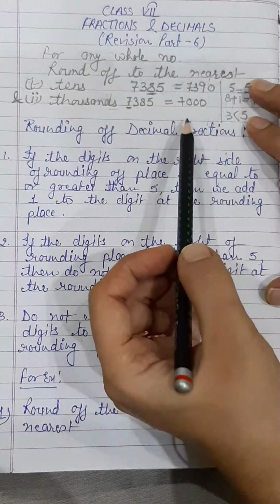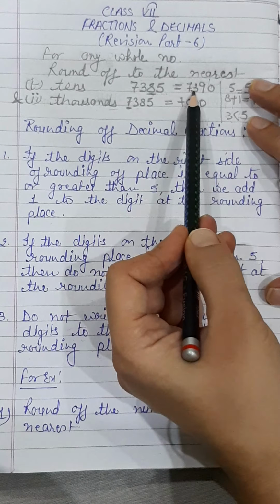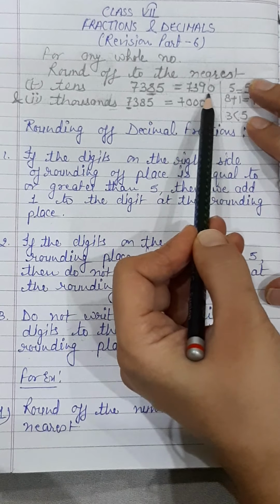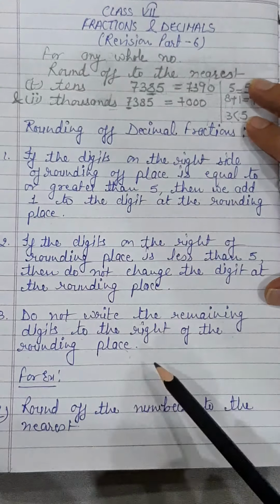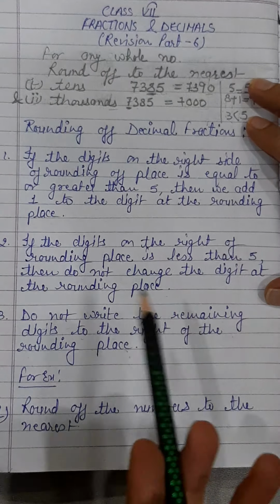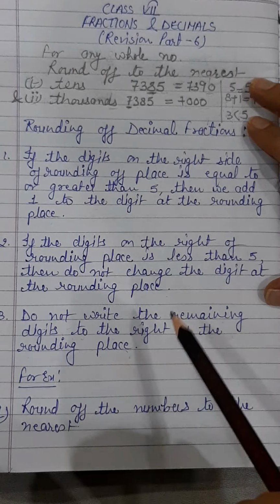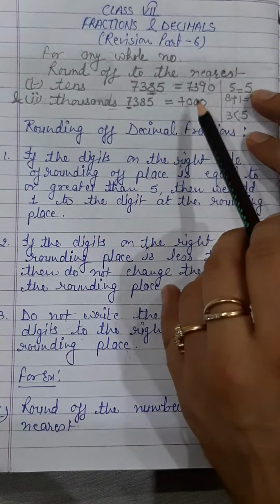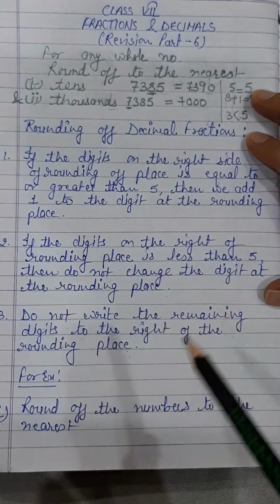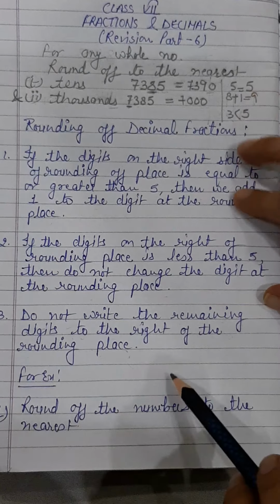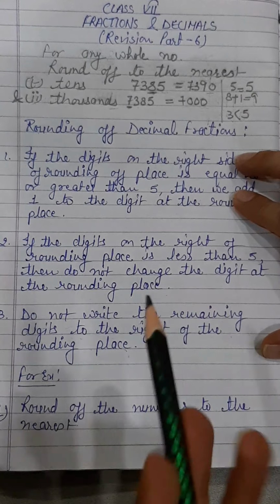Here we are writing 7000, 7390. Zeros we are writing, but in decimals we will not write them, because after the decimal point, if zeros come at the end, then they have no value. So it will be more clear when you do some examples.